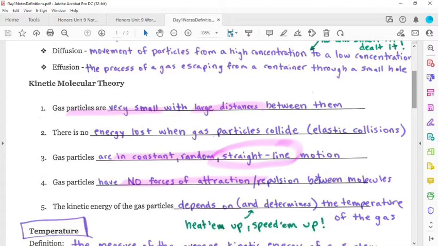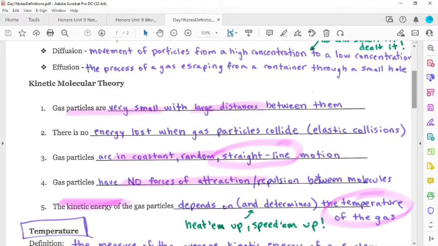So, this last idea that I kind of referenced real quick is that kinetic energy, the movement energy of these gas molecules as they're moving around, is only dependent on the temperature of the gas. When you feel a balloon that's full of gas, you might feel that it's hot or cold.